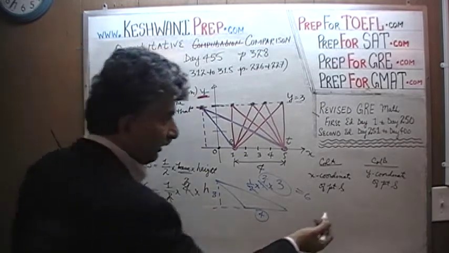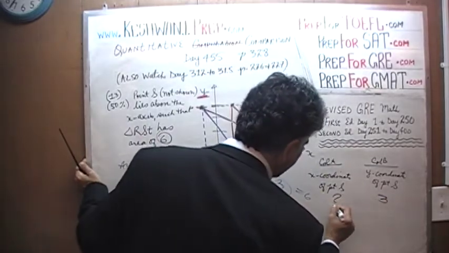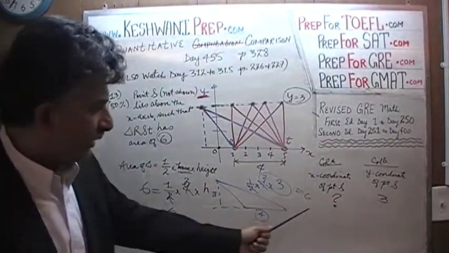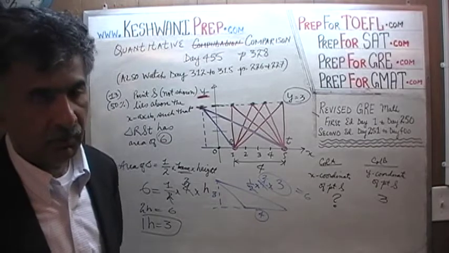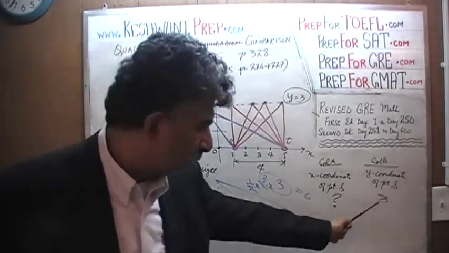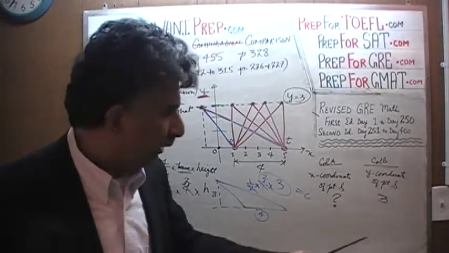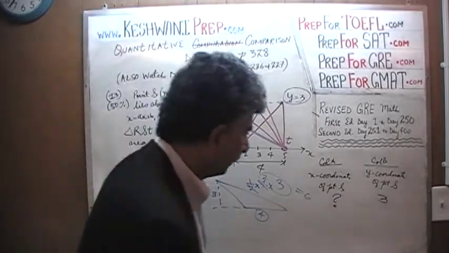The y coordinate is very simple. The y coordinate of point S has to be 3. This has to be 3, but this is a question mark. This is an unknown quantity. This cannot be determined. And therefore, we're comparing some quantity which is unknown versus some other quantity. It doesn't matter what the other quantity is. The known quantity, even though you know it, it really doesn't matter, because how can you compare it with something unknown? The answer is D.